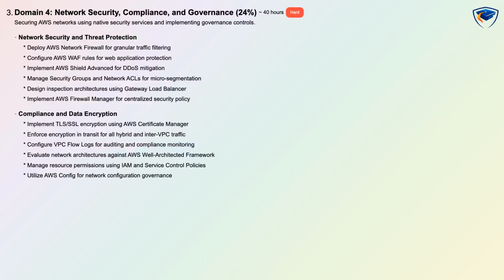Learn to design inspection architectures using Gateway Load Balancer and to centralize security with AWS Firewall Manager. You will also implement TLS and SSL using AWS Certificate Manager, and force encryption in transit for hybrid and inter-VPC traffic. Configure VPC flow logs for auditing. Evaluate architectures against the AWS Well-Architected Framework. Manage permissions using IAM and service control policies, and utilize AWS Config for network configuration governance.